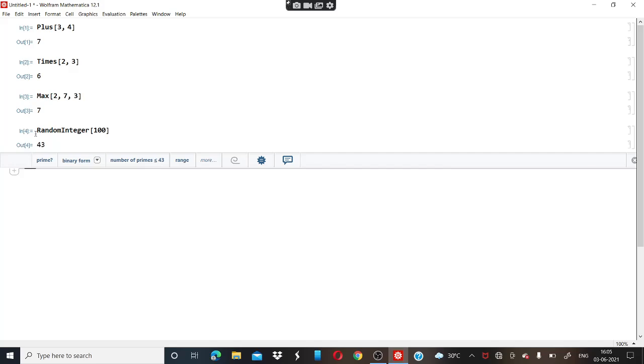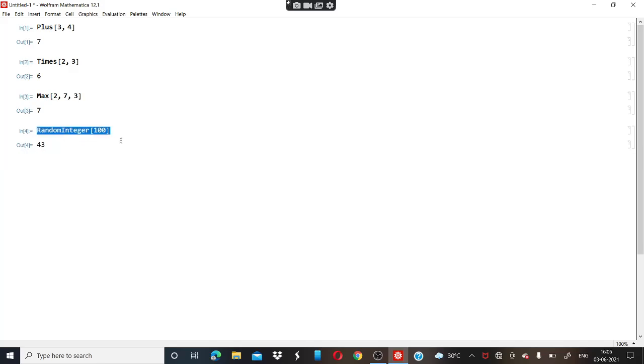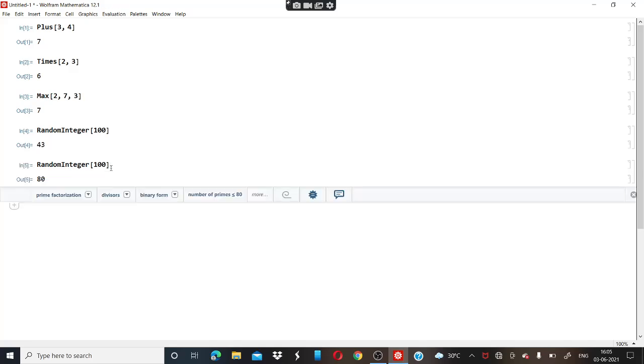For example, if we apply the same again, we are going to get another number here. Let's see, we paste this and then press Shift and Enter, and here I am getting the result as 80. So every time RandomInteger gives you a different number between 0 and 100.